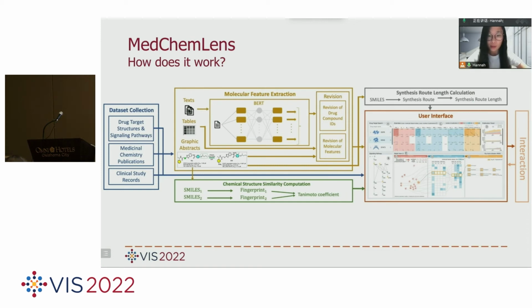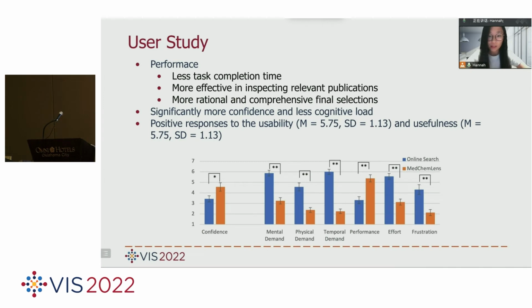Also, the chemical structural similarity and the synthesis route lengths are calculated based on the SMILES of the drug compounds, which is a line notation for describing chemical structures in textual strings. To evaluate the effectiveness of our proposed system, MedChemLens, we conducted a within-subject study with 16 chemical researchers. A restricted online search was used as the baseline in the control condition, and participants were allowed to use MedChemLens only in the experiment condition.